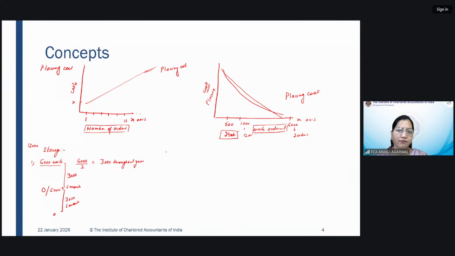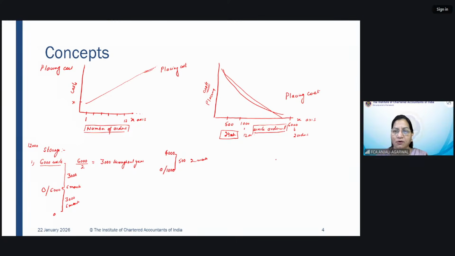If you have ordered 6,000, then it is 3,000 units. But if you had ordered 1,000 units, you would have placed an order for 1,000 units, which will fall to zero. Again, you will replenish your stocks to 1,000. So in this period, on an average, your holding was 500 units from 1,000 to zero. This happened every 2 months, right?